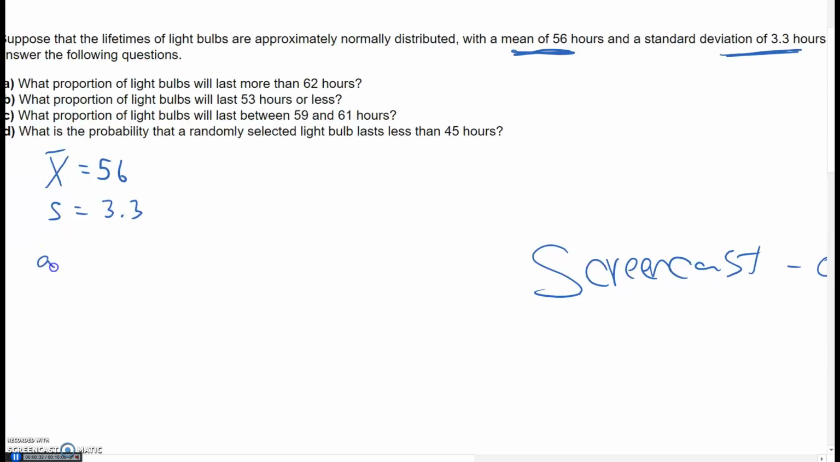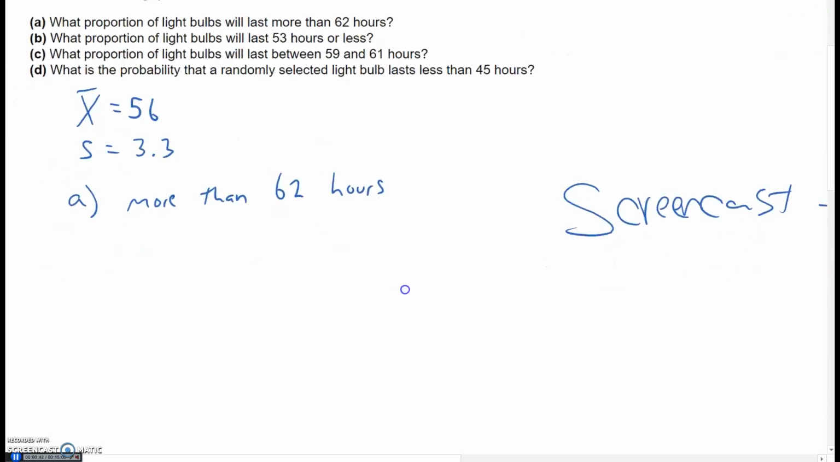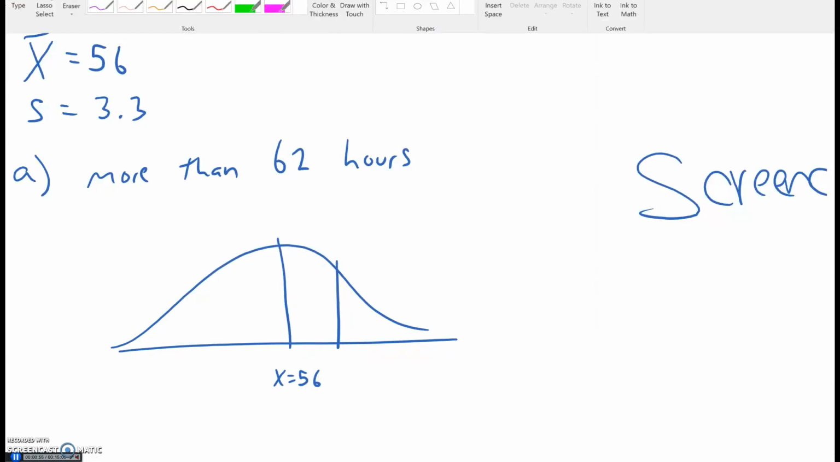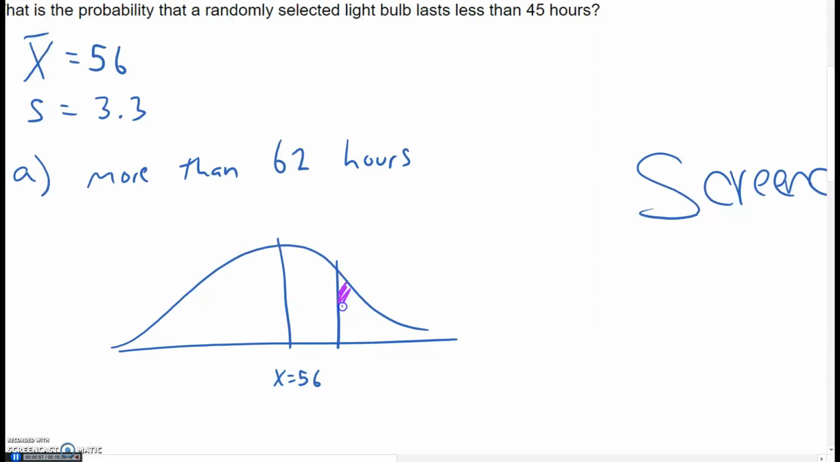For part A, what proportion of light bulbs lasts more than 62 hours? So I always like to start with a picture so we can visualize what it is that we're looking for. We're assuming it's normally distributed with a mean of 56. So 62 is going to be to the right. And since we're trying to shade more than, we're going to shade to the right of the number 62.